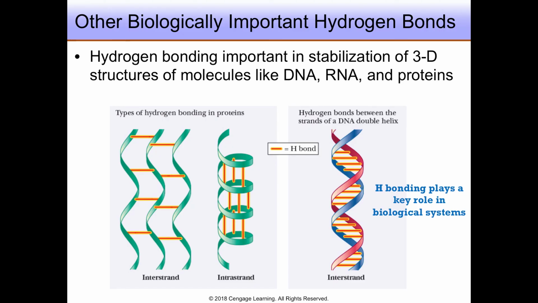Hydrogen bonding is also an important factor in stabilizing the three-dimensional structures of other biomolecules, like proteins and DNA. As we consider other topics in biochemistry, we will see that hydrogen bonds play a key role in forming and stabilizing many cellular structures.